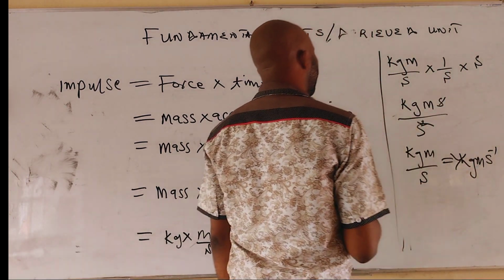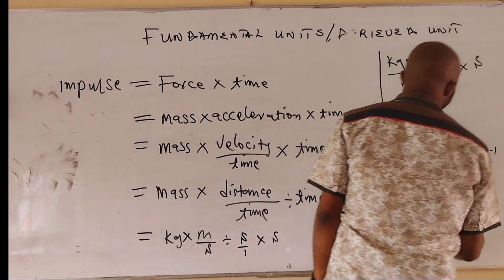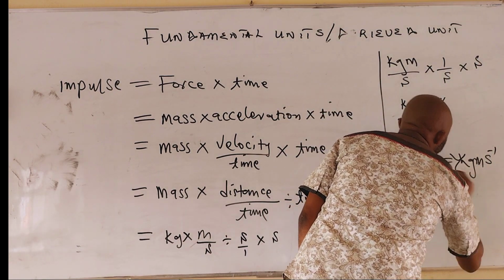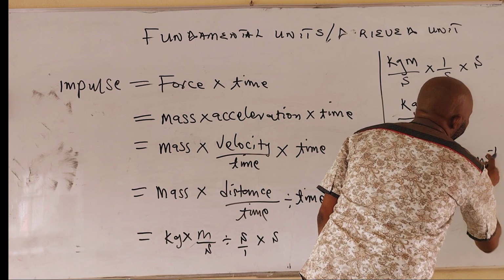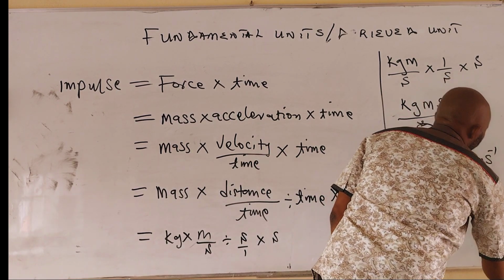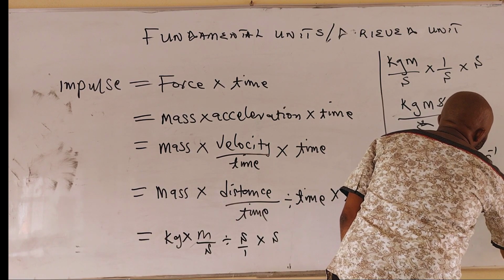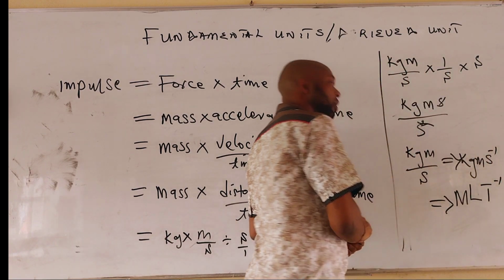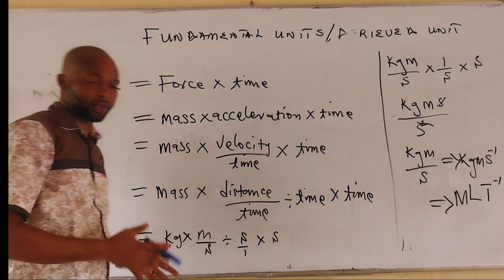Okay, so if I want to put this in the dimension, it becomes kg is capital M, meter is L, and this is second, T time minus 1. So that becomes my impulse.